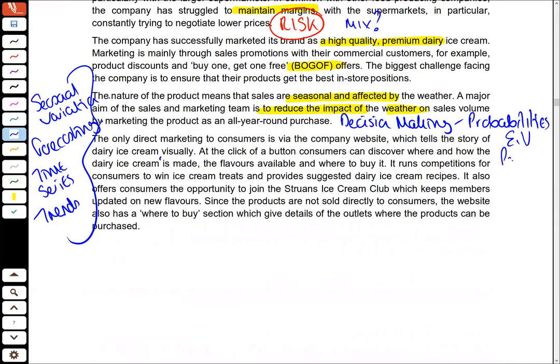Expected values, obviously we have our payoff tables, maybe perfect information. If we could get the weather right, then maybe we can get our marketing and our sales right as well. So again, picking out risk and all of those different areas associated with it.